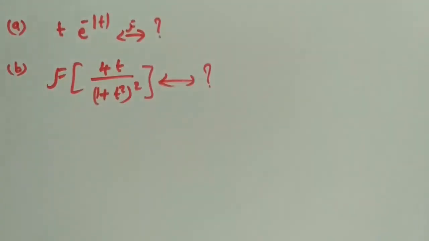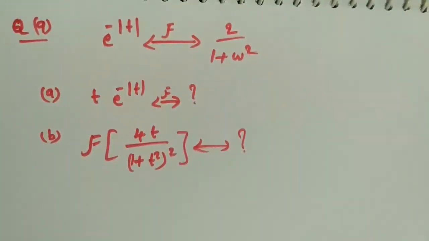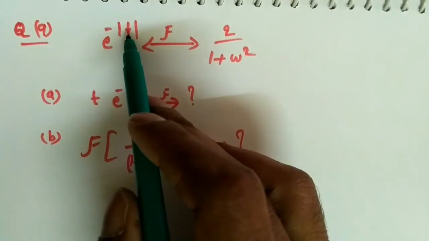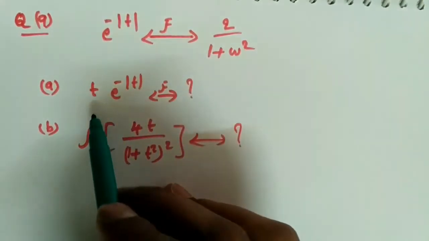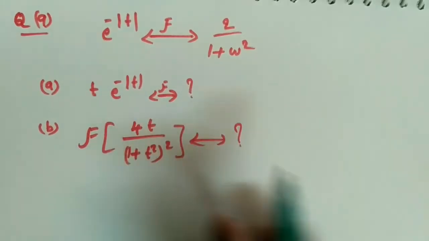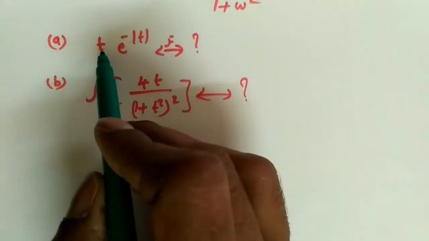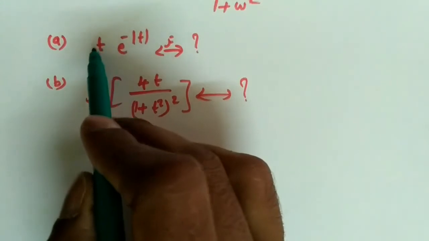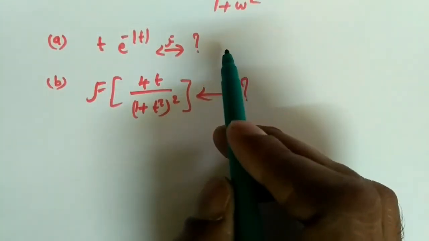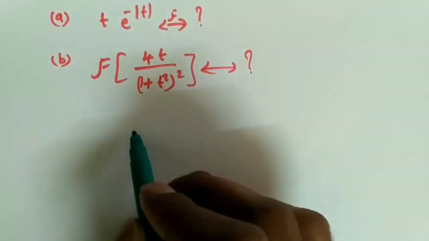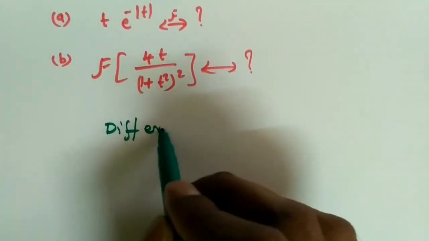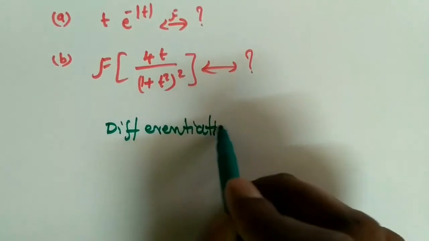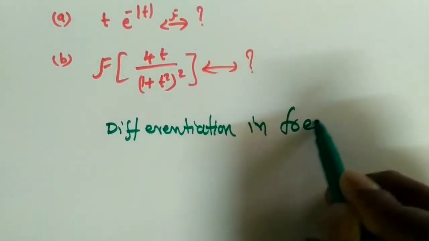Next we will see this one. So e power minus mod t is directly given as 2 by 1 plus omega square. Now we need to find the Fourier transform of this signal and this signal. Now, since there is t in the time domain, we have to use differentiation in the frequency domain. So that is the differentiation in frequency property now.